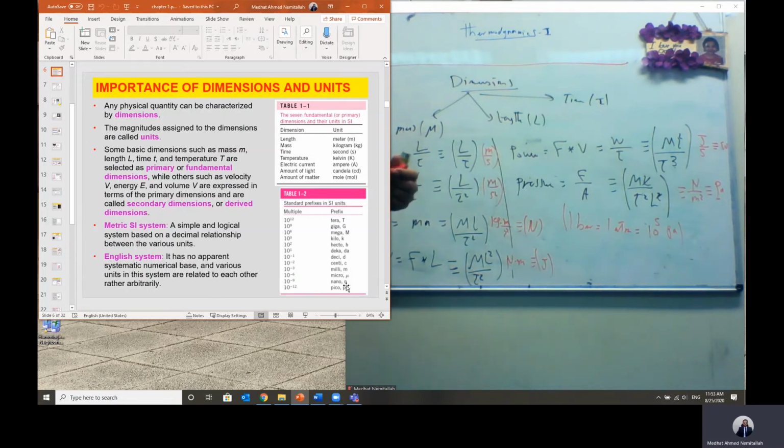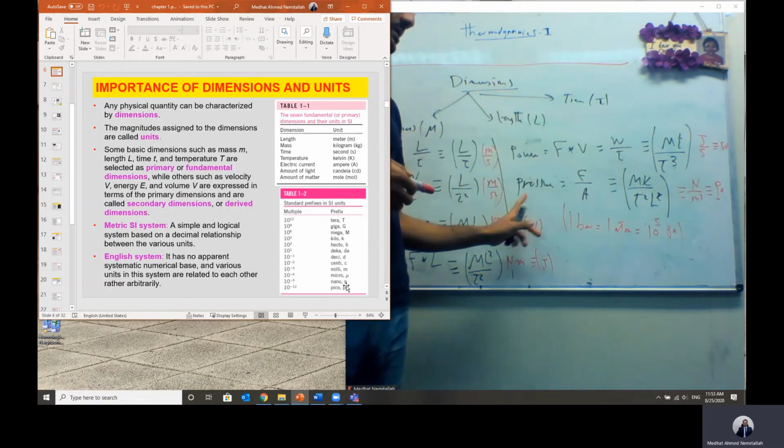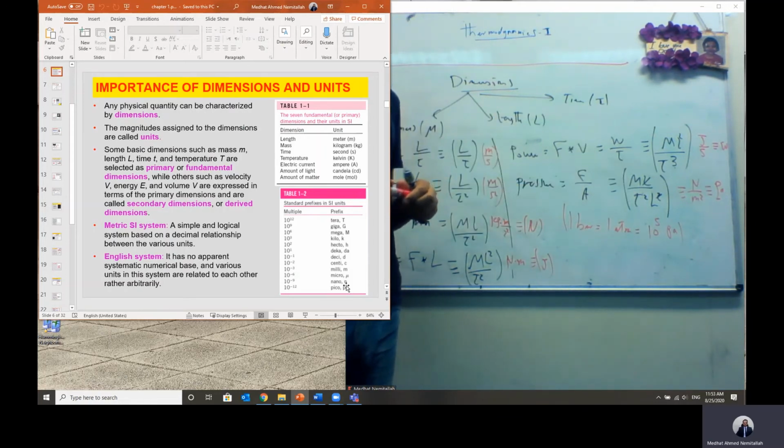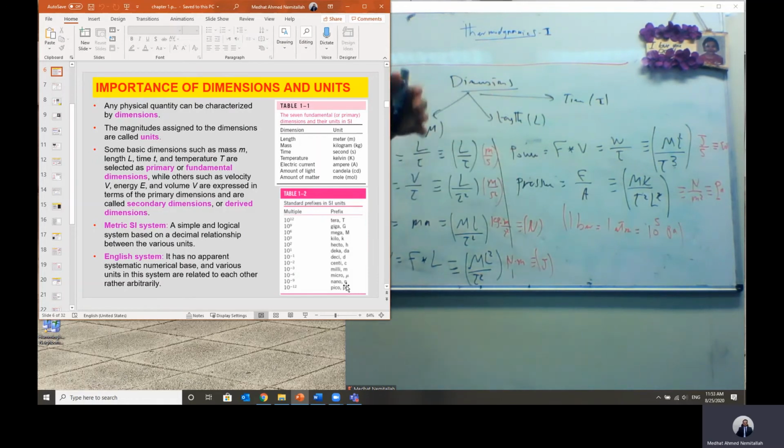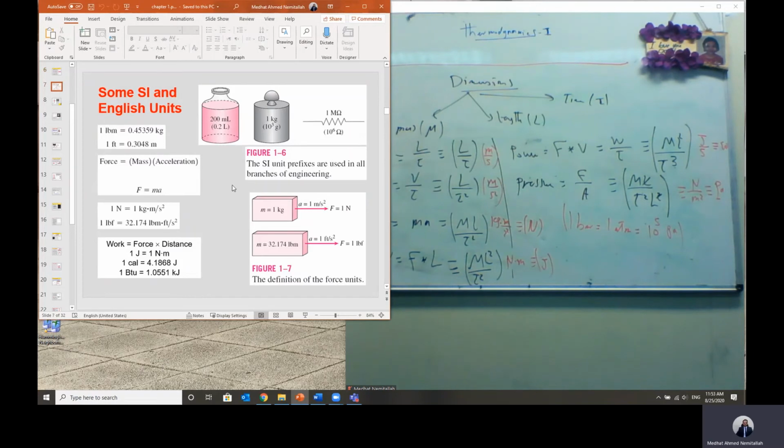If we have bigger amount, then we can use kilo, which is 10 to the power 3. Kilopascal is equal to 10 to the power 3 Pascal. We have mega, 10 to the power 6. We have giga, we have tera, and we have all of these multiplication units. So if you have bigger amount, you can use kilo, mega, giga, tera. If you have a small amount, you can use deci, centi, milli, and all of these units. But all of these are applied in what we call the standard system of unit. We have another system of unit which is called the English system of unit.